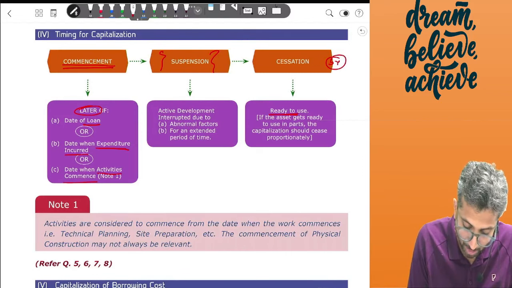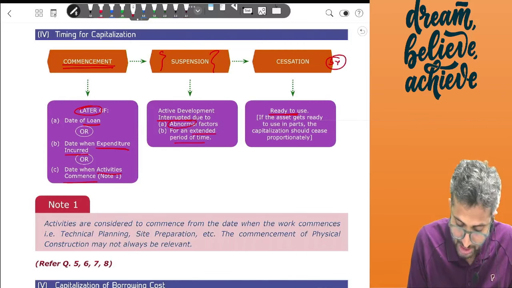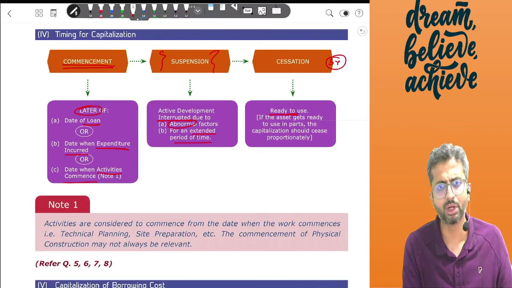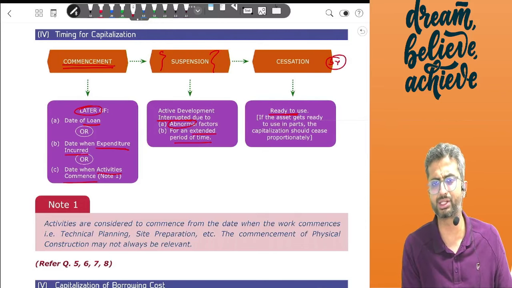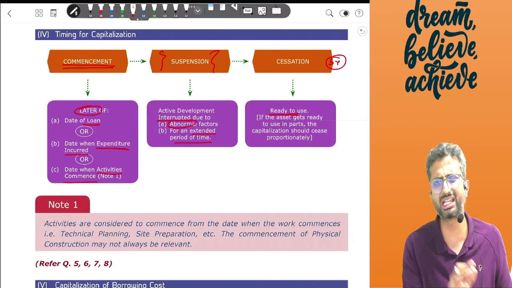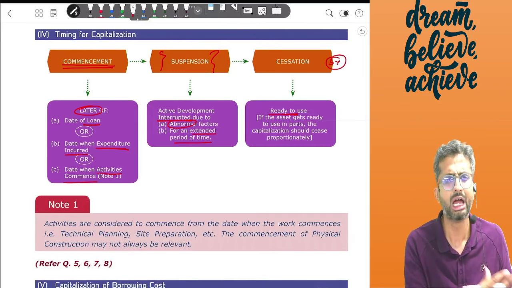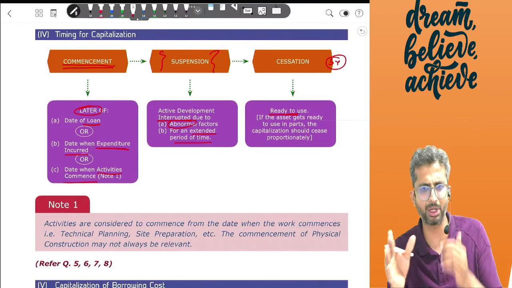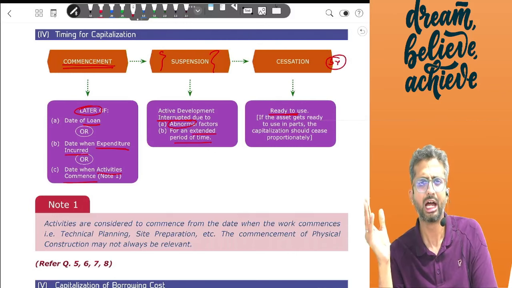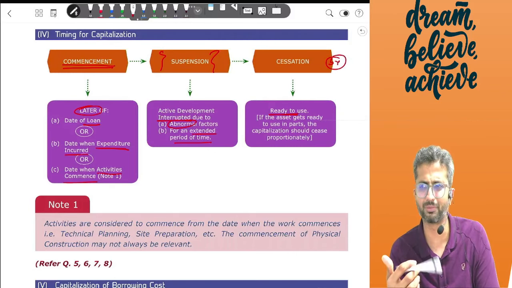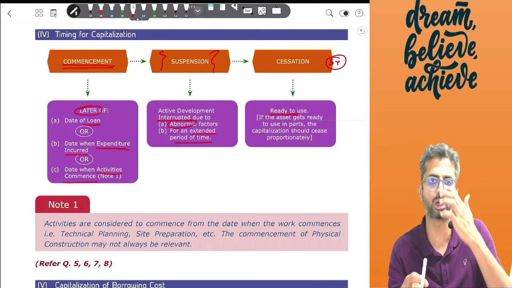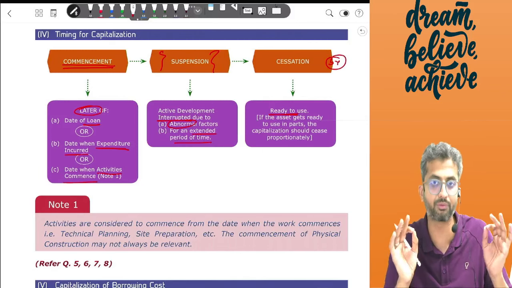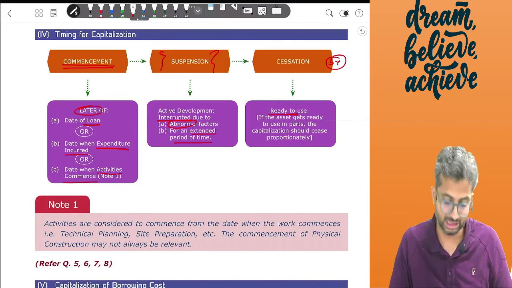So if active development is interrupted due to abnormal factors for an extended period of time, then we say that this is a case of suspension of capitalization, in which case you will not capitalize interest for that period of suspension. There is an interesting question in the RTP of May 24 regarding commencement, suspension, cessation. We have a separate video of RTP May 24. If you want, you can refer to that as well. It is one of the questions, I think 14 or 15, I'm not sure, but you can refer to it once from the RTP if you want more clarity on that concept.